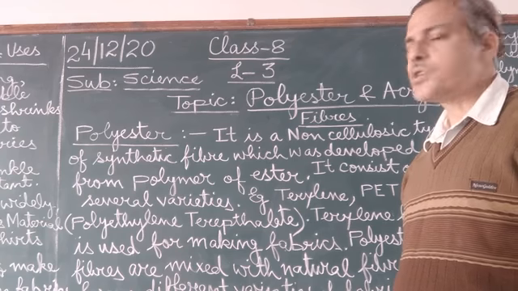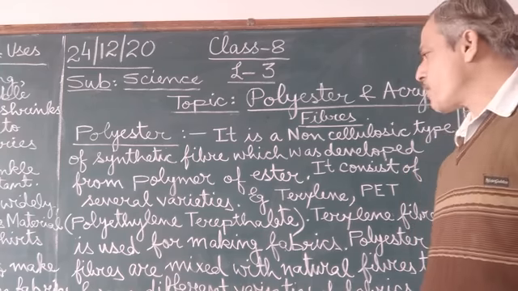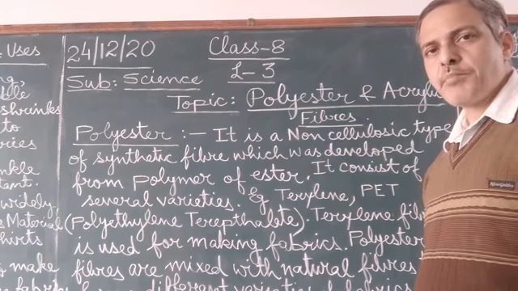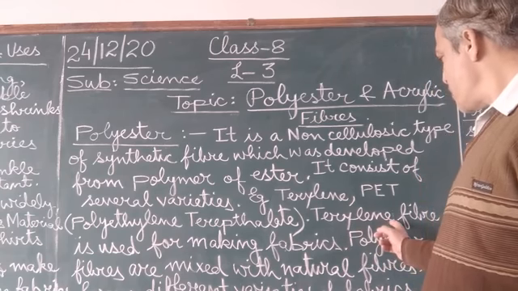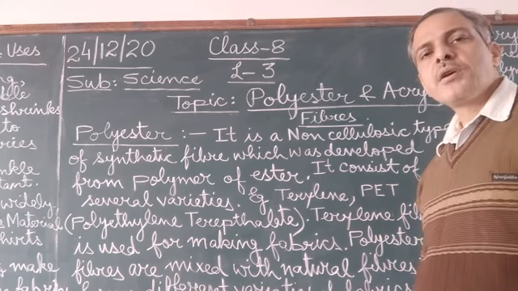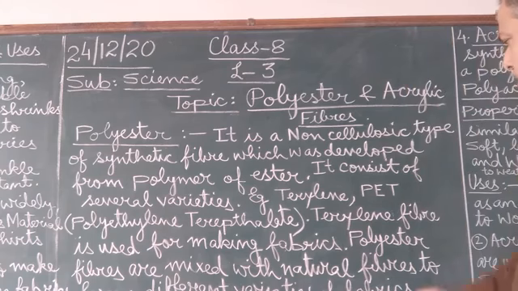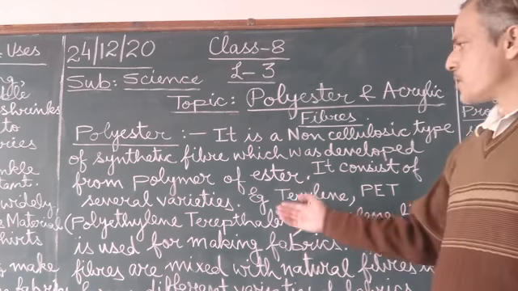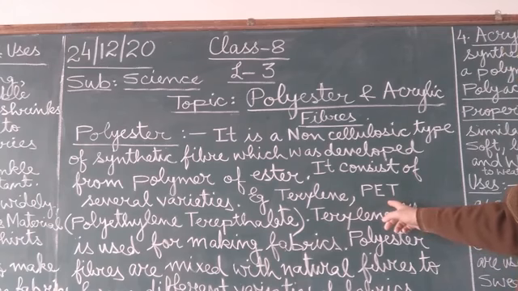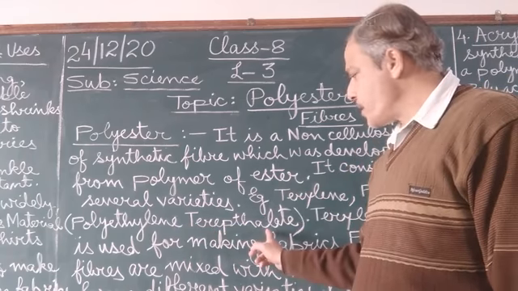The second important point related to the polyester fiber is that it consists of several varieties. Some of the examples are given here, like terylene. This terylene fiber is used for making various types of fabrics. Besides this, some other examples of varieties of polyester include PET, and its expanded form is polyethylene terephthalate.